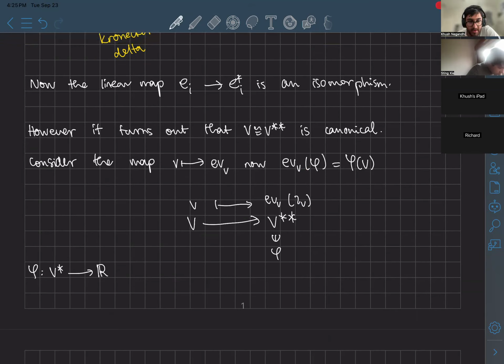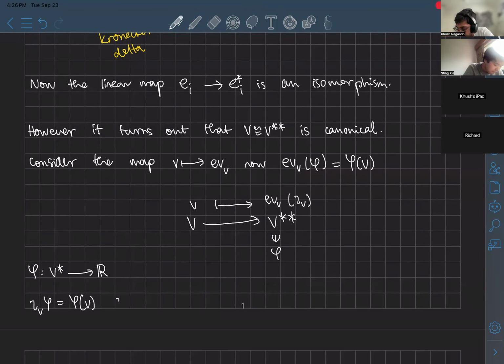And now remember phi is in V*, so it makes sense to look at this composition. We can just take phi and evaluate it onto V. Again, you can check that this is an isomorphism, and it's a canonical isomorphism. And because it's a canonical isomorphism, from now on I'll identify V double dual with V.